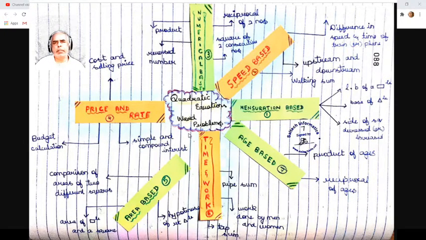Then age-related problems. For instance, the father's age is twice the son's current age, likewise. So you must always take the current age as x. The other age will be related. In a linear equation, probably the other age can be taken as y. In this case, there will be a relationship between father and son, mother and son, otherwise brother and sister, something like that. These are all the overall presentation about the quadratic equation with regard to word problems.